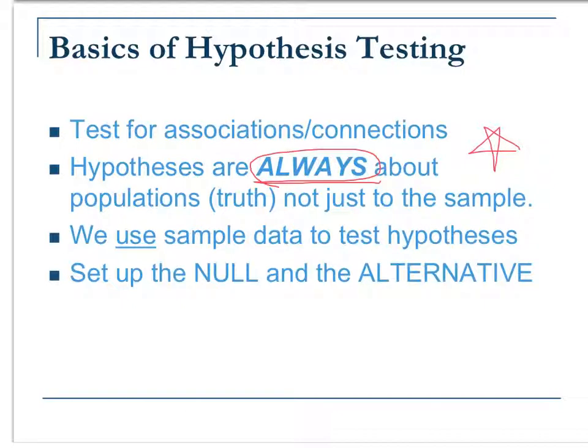When we say population, we're thinking about the truth, Mother Nature, what really goes on. So your hypotheses are always a statement about the population, which means that when you write your null and alternative hypothesis, these are always going to be about your parameter and never about your statistics.